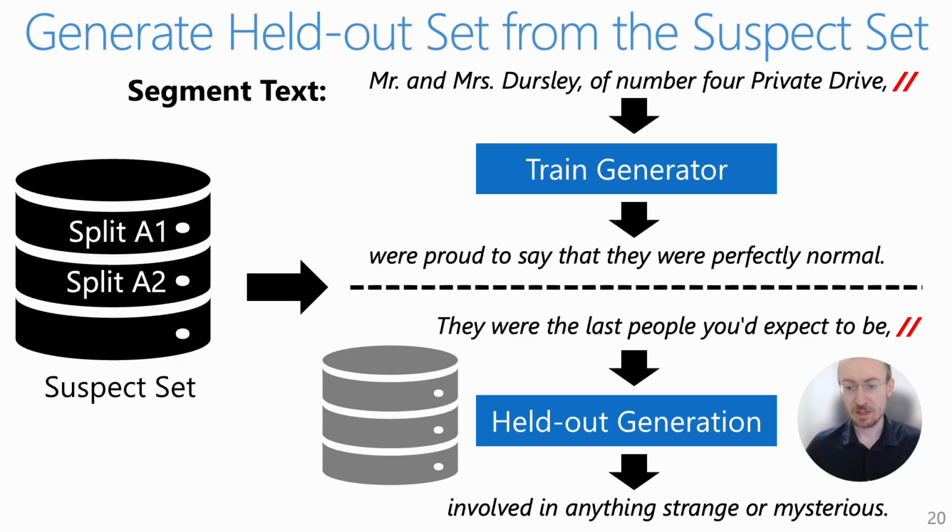held out set. So in this case, what we observe is that we can actually use powerful generators for, in this case, language, to provide us the completion of the given, for example, sentences. And this completion can be trained on one part of the suspect set and then provided for another part, split A2, for the suspect set.